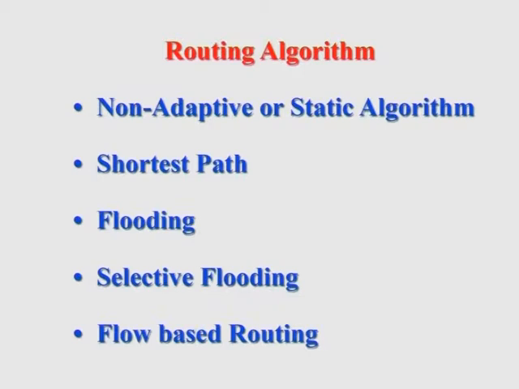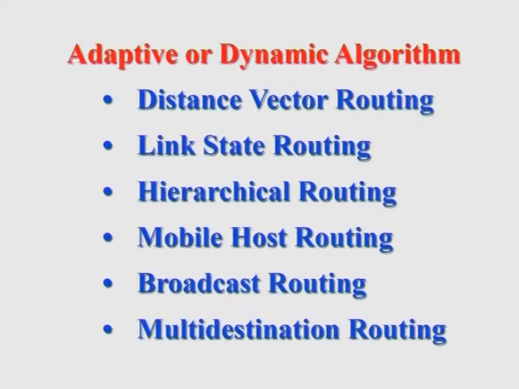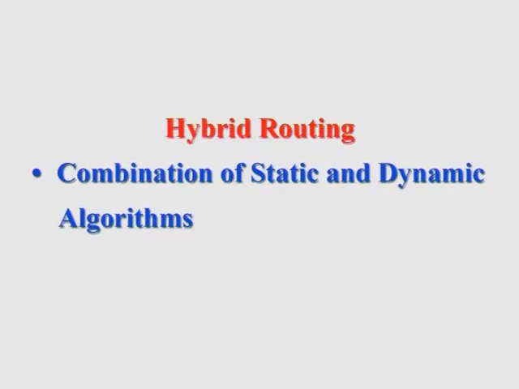So, today we have discussed various routing algorithms. Two classes of routing algorithms, namely adaptive and non-adaptive routing algorithms, have been discussed. These algorithms are the backbone of communication over computer networks. A new class of routing algorithms called hybrid routing algorithms is also coming up. This is the combination of adaptive and non-adaptive routing algorithms.